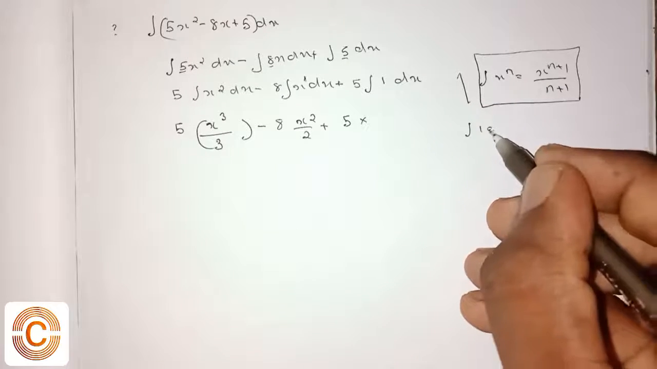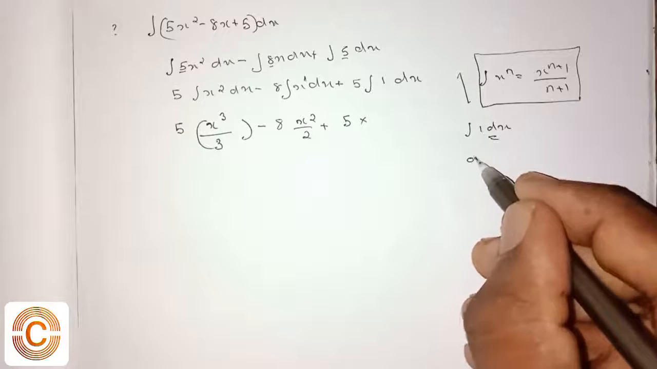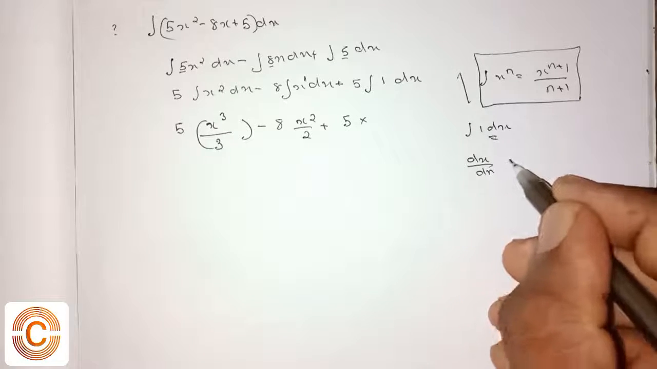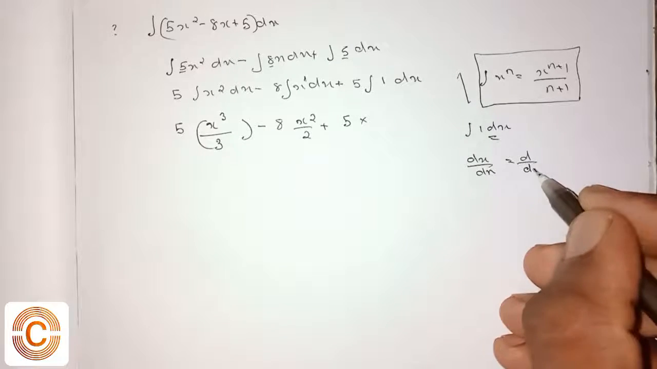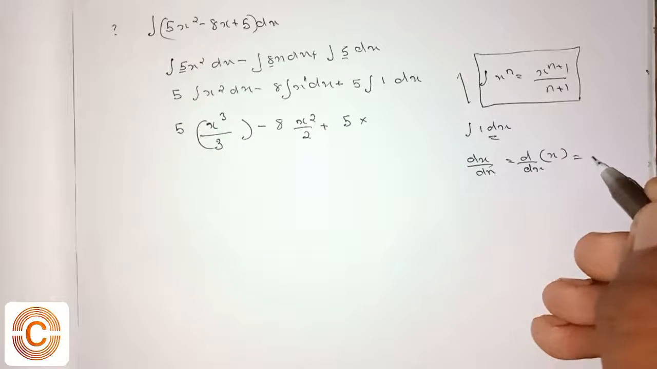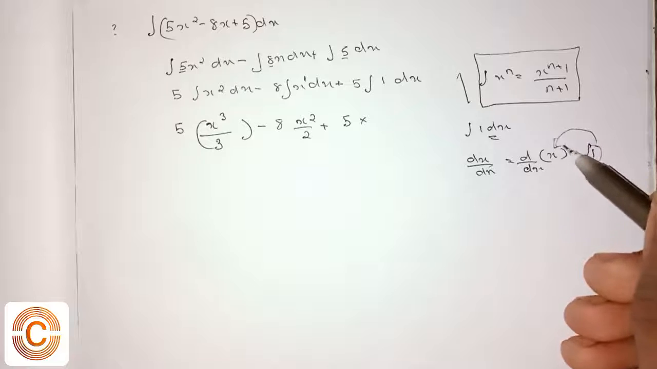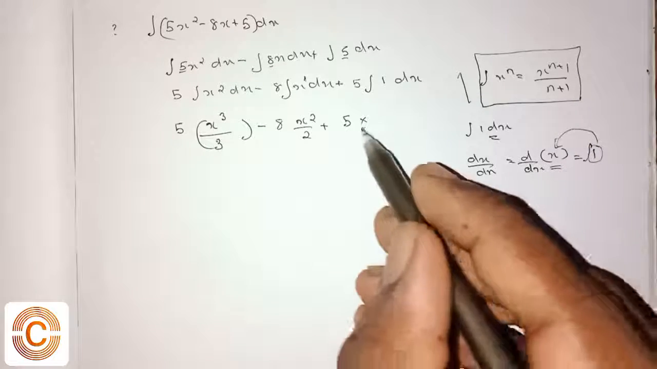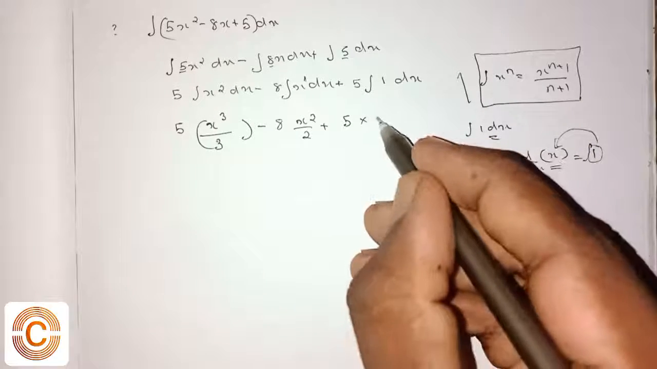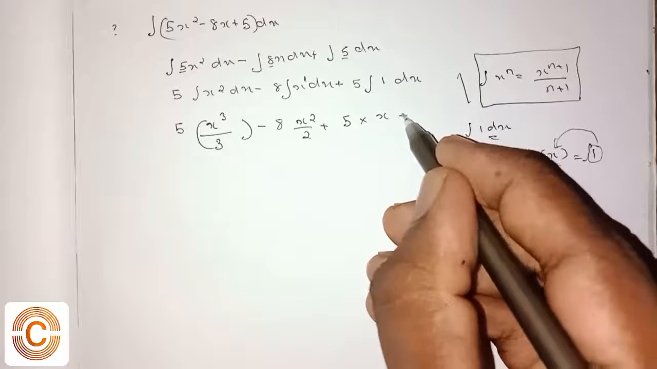What is the value of integral 1 dx? We know that the derivative of x, d by dx of x, is equal to 1. So the integral of 1 is equal to x. So we can put integral 1 dx as x, then put a plus integration constant.